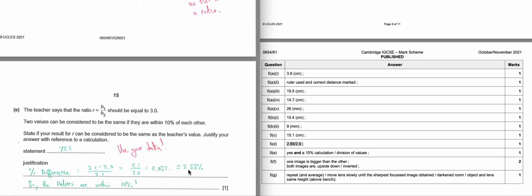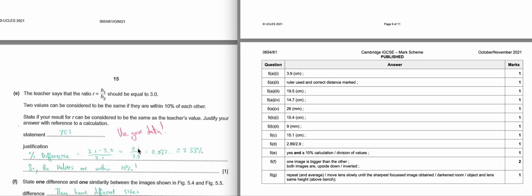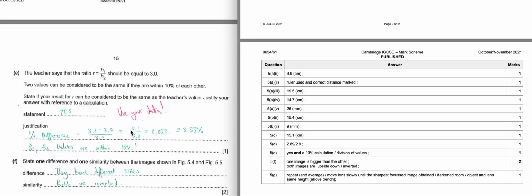Now that means that they are within 10% of each other. If this number was bigger than 10%, then I would be saying that those numbers are different. However, because they are less than 10%, I'm going to say that they are the same. And that's why my answer is yes. If you notice in the mark scheme, we're looking for a yes, and we're looking for a calculation somewhere to prove that. So you cannot say that they're simply close together or very similar. You must give a numerical value here. These kinds of questions repeat each other a lot, so do watch out for those percentage questions.